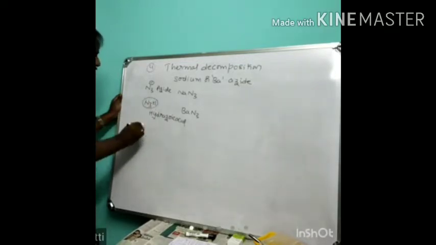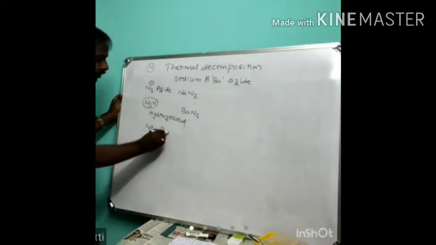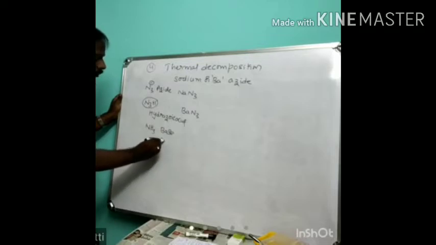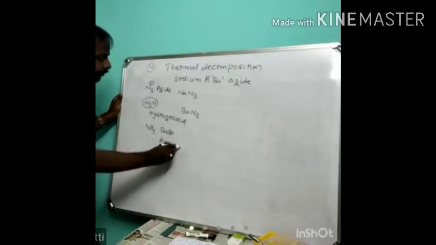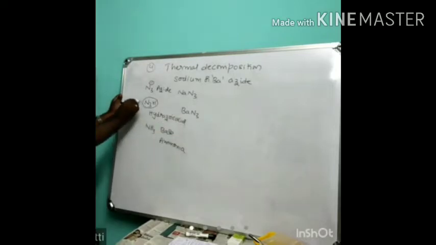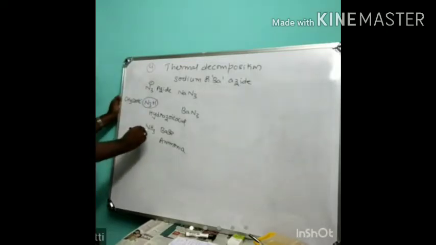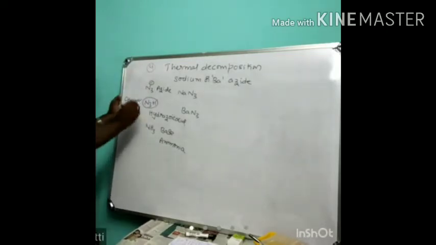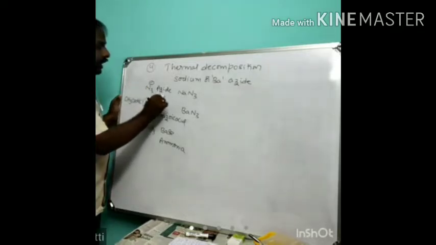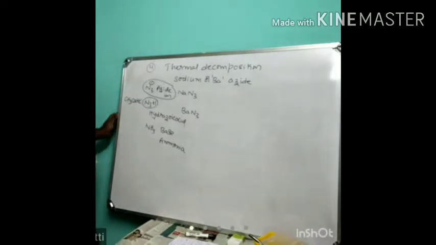It is an acid, and you remember NH3 is a base. This is nothing but ammonia. And hydrazoic acid is a stronger acid than acetic acid. So HN3 is called hydrazoic acid, NH3 is called ammonia, and N3 minus is called azide ion.